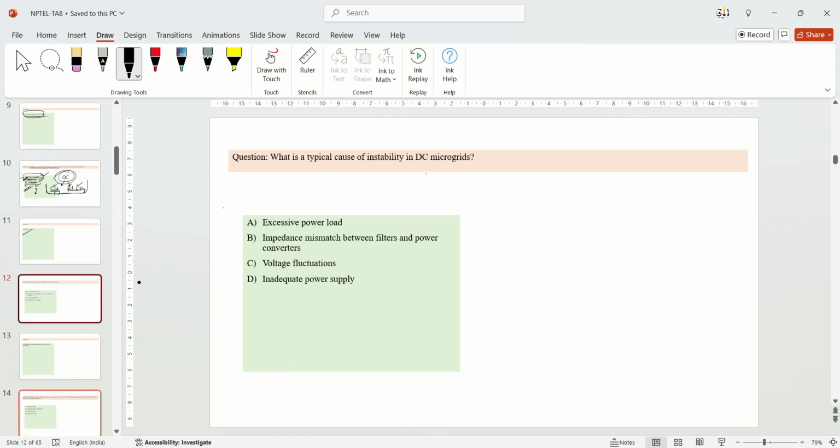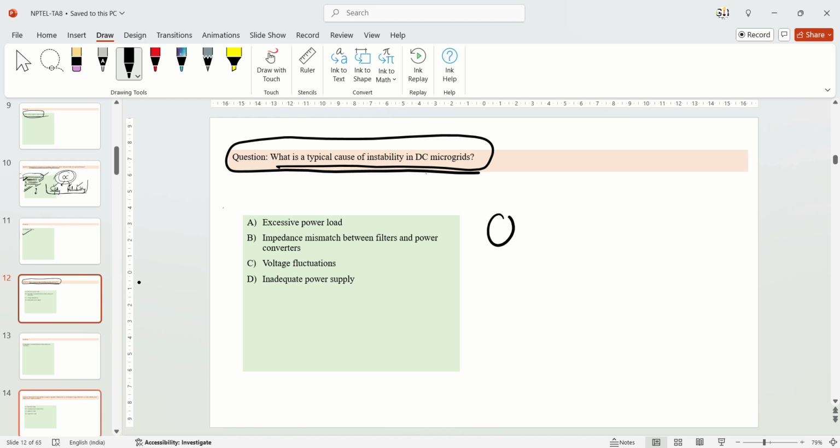Here is one question related to the typical cause of instability in the DC microgrid. You have to tell me which options could be the possibility for the instability in the DC microgrid. Go with this criterion: suppose you have one generating source. What do you connect to it? You connect an EMI filter.